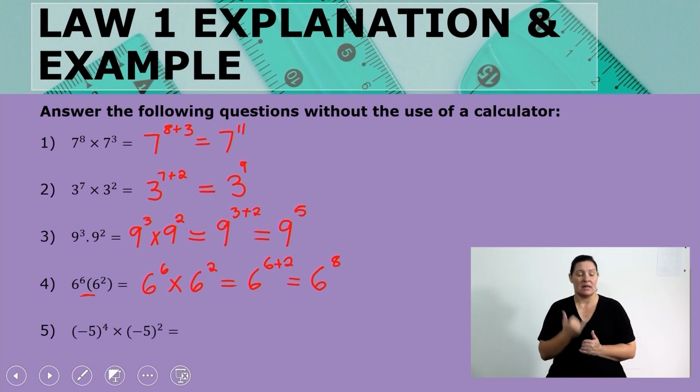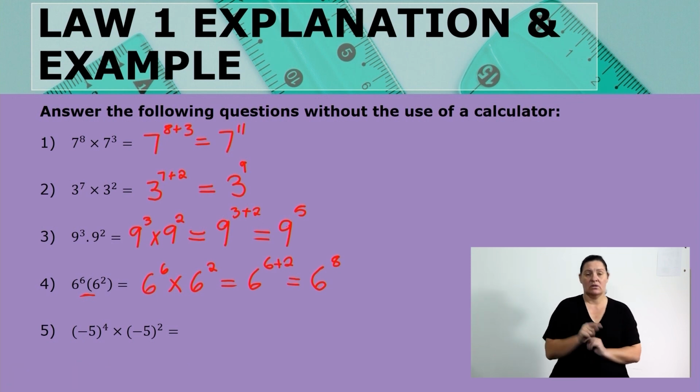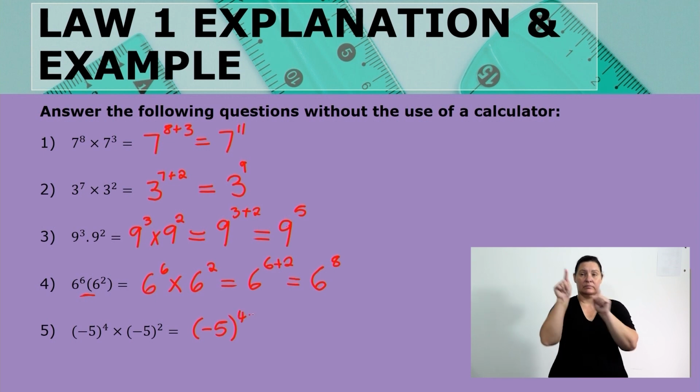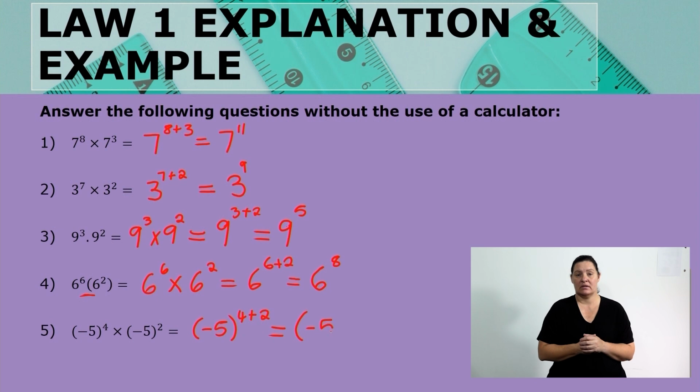Then when we are looking at this one, it is negative 5 to the exponent 4 multiplied by negative 5 to the exponent 2. Our base is the negative 5, and then we are going to add the exponents, and that is going to give us an answer of negative 5 to the exponent 6.